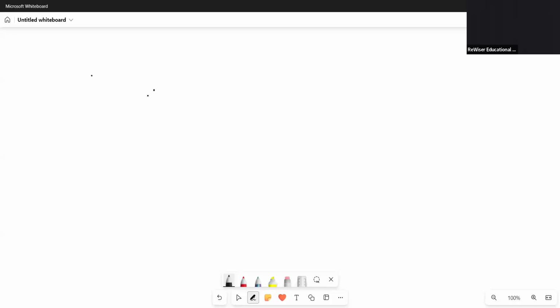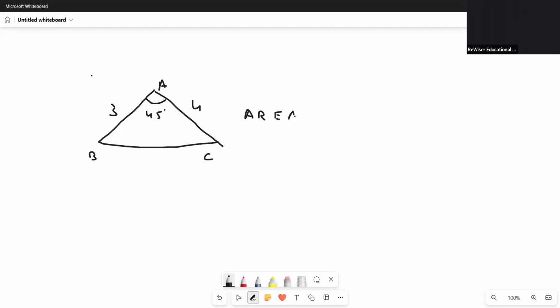Now, suppose what they can give you is the two sides. This is 3, this is 4, and the angle between them is 45 degrees, and that's the triangle ABC. So they will ask you to find the area of this triangle. So I'll use half into the product of the sides, 3 into 4, and sine of the angle between them, so sine of 45 degrees.